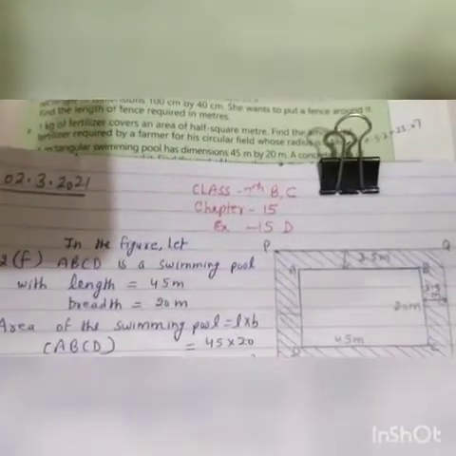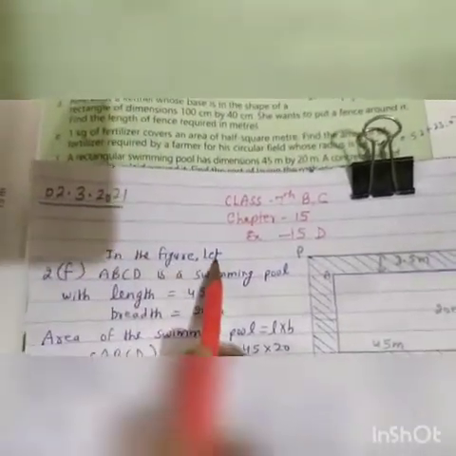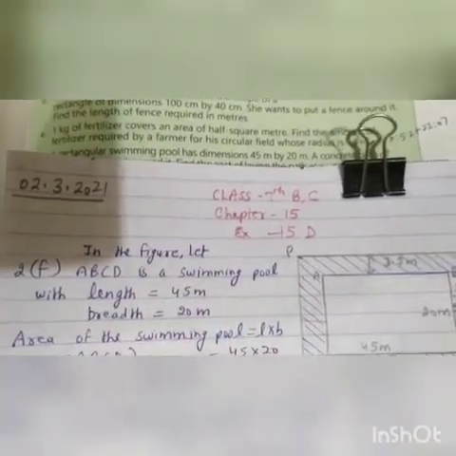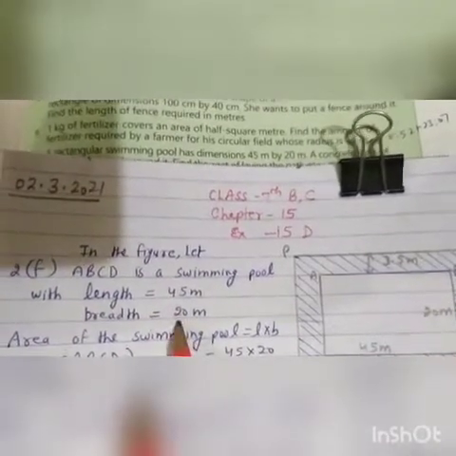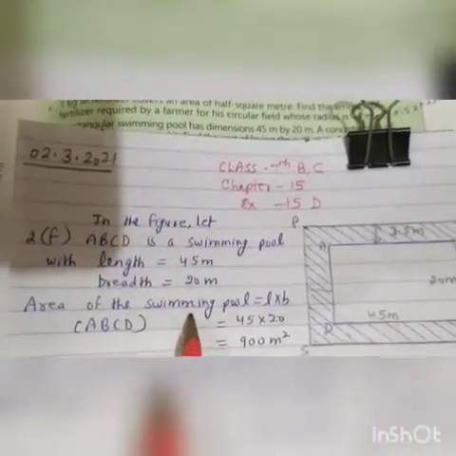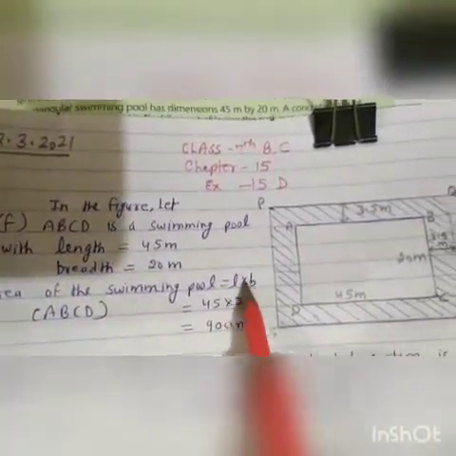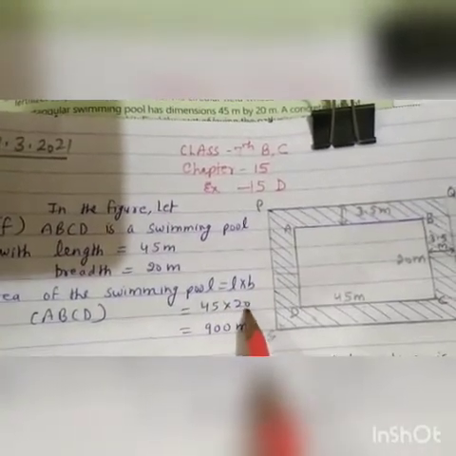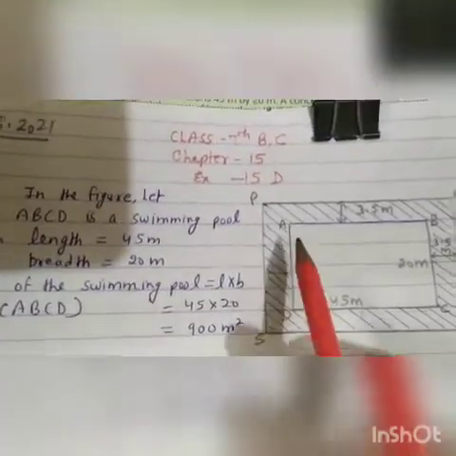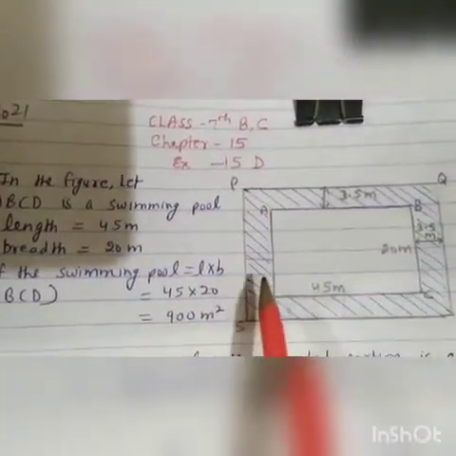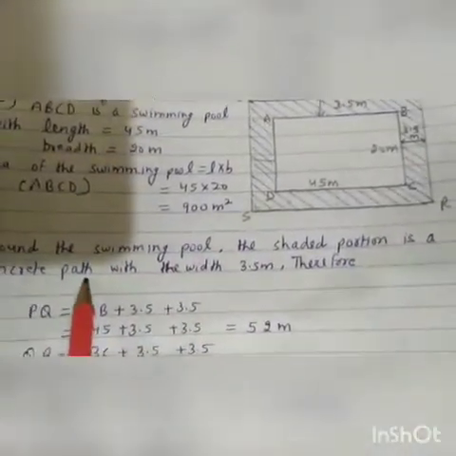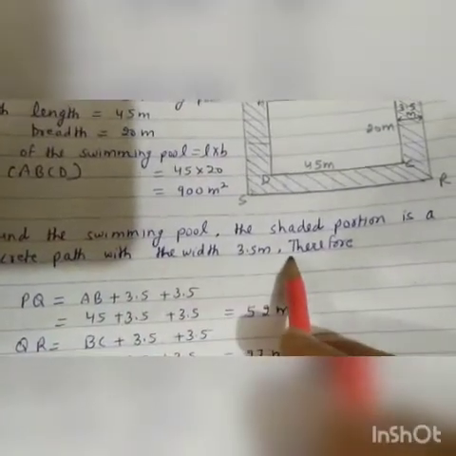How will we find it? See, in the figure, let ABCD be a swimming pool with length 45 meter and breadth 20 meter. First we will find the area of this swimming pool. So area of the swimming pool, that is ABCD, is equal to L into B, 45 into 20, which is equal to 900 square meter. Now we have drawn a path around it. Around the swimming pool, the shaded portion is a concrete path with the width 3.5 meter.